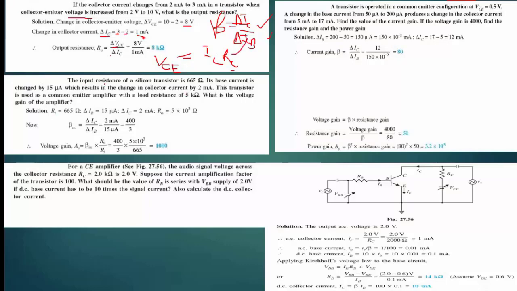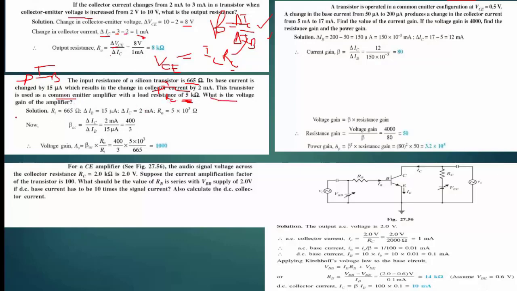Another example that we have: the input resistance of silicon transistor is 665 ohms. Its base current is changed by 15 amperes. So this is the change in base current, change in IB, which results in change in collector current. This is change in IC by 2 milliamperes. This transistor is used as a common emitter amplifier with load resistance ya 5 kilo ohm. It means ni resistance ambayo ipo kwenye upande wa output. Kwa kama ni common emitter, hii itakuwa ni RC kwa sababu kwenye common emitter output ni upande wa collector.